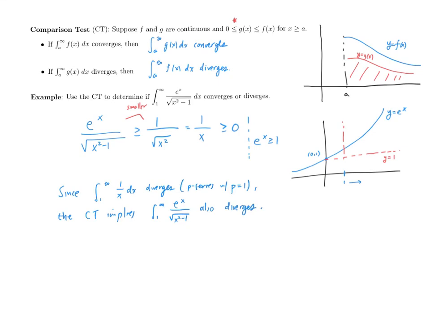So when it comes to using this comparison test, oftentimes the biggest difficulty involved is getting started. What type of observation can we make to somehow compare this integrand with one of our p integrals? Once we've made that comparison, as long as this inequality is in the right direction, we can apply the comparison test. And this is a problem that we will certainly encounter again in an upcoming video, but also in a different context coming up in the future.